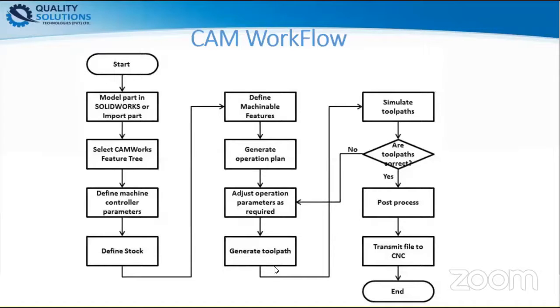So we verify the tool path with the help of a simulation. And if the tool path is not correct, we go back to the adjustment of the operation plan and then regenerate the tool path. Once the tool path is finalized, we can start the post-processing, and then we extract the text file, and this text file will then be sent to the controller. So here the CAM process will end.